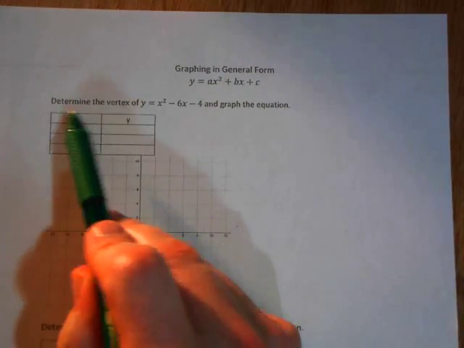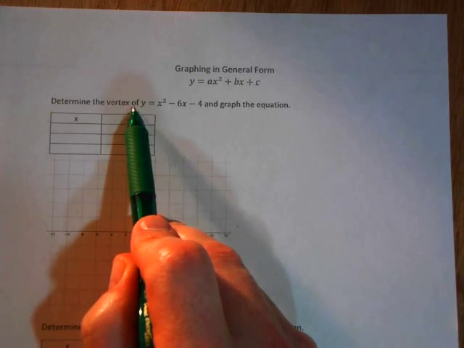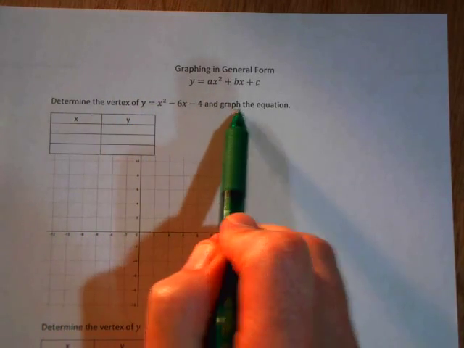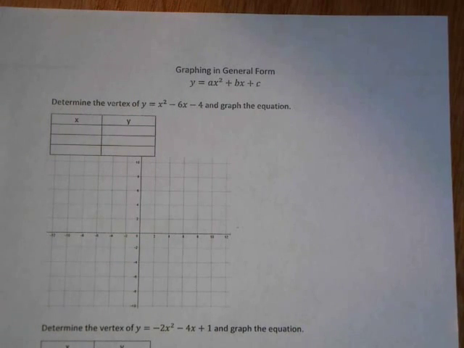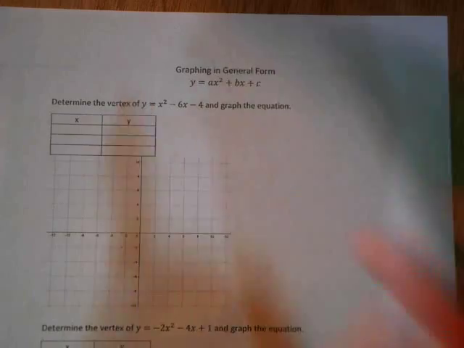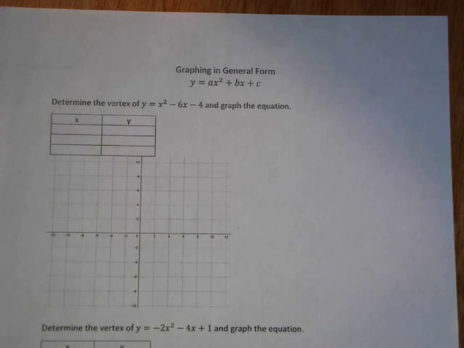So, the first thing it says here to do is determine the vertex of y equals x squared minus 6x minus 4 and graph the equation. There's a unique way to find the vertex. It's really kind of a cool thing. What we do is we're going to plug in a number. We're going to build a little table. We're going to plug in a number. But we're going to do kind of a strange thing.